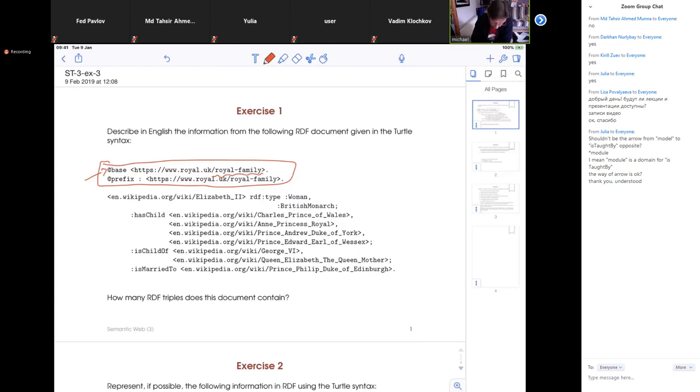Let's read the first triple. A URI, something about Elizabeth II. And the first triple says that this URI is of type woman. And you see that this is what I didn't tell you. It's comma. And comma here means that the subject and property are the same as in the previous triple. So the first one says that Elizabeth II is a woman who is a British monarch.